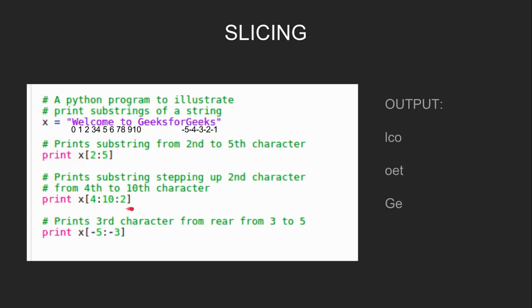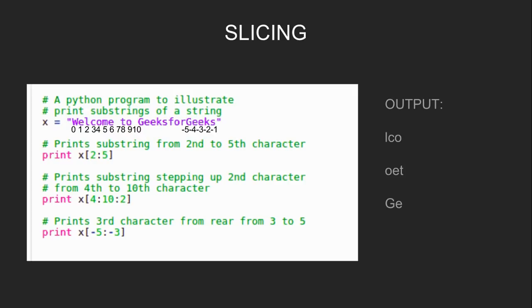x[4:10:2] will print from index 4 to 9 with step size of 2. So fourth is O, then we will skip M, then we will print E, we skip the space, then we print T, and ninth one will again be skipped. So we get OET.